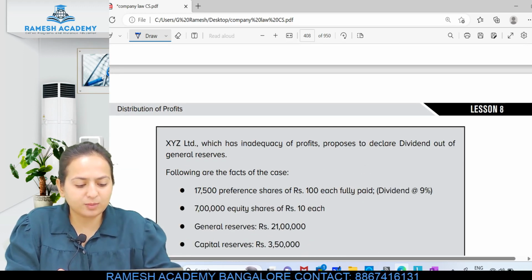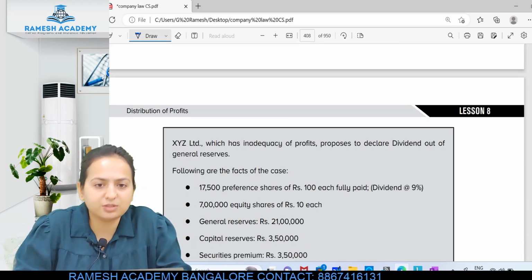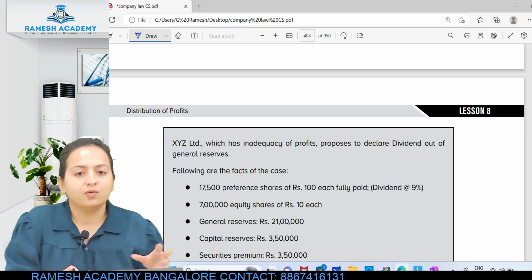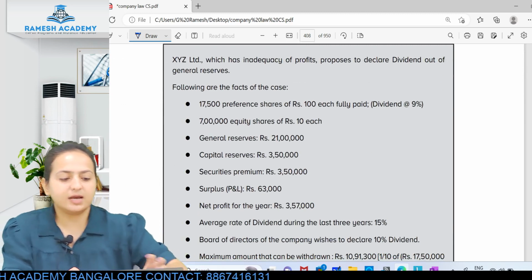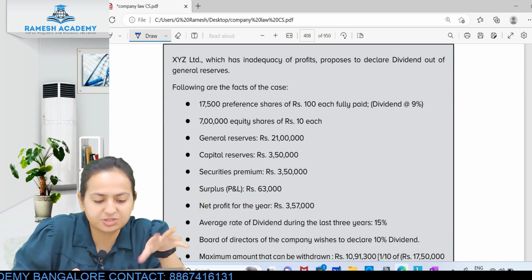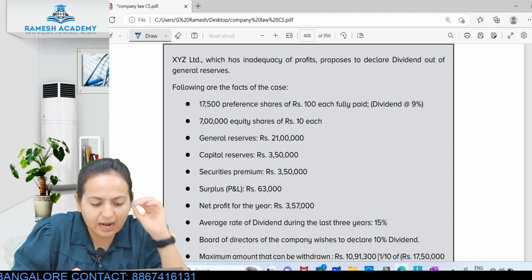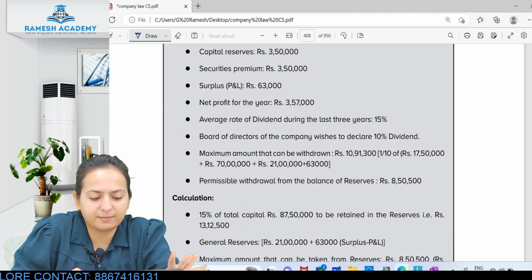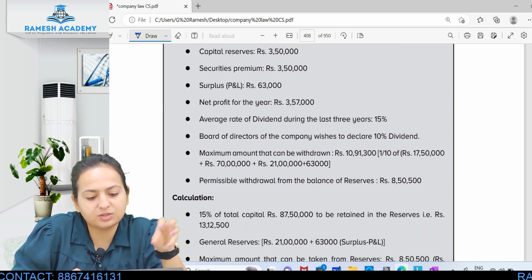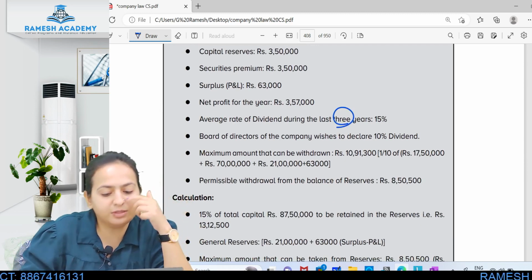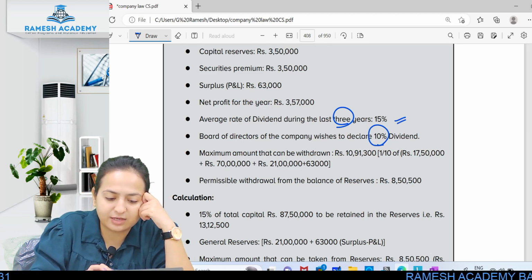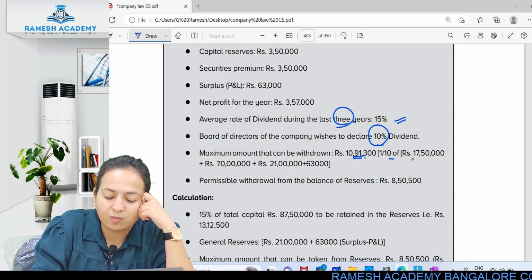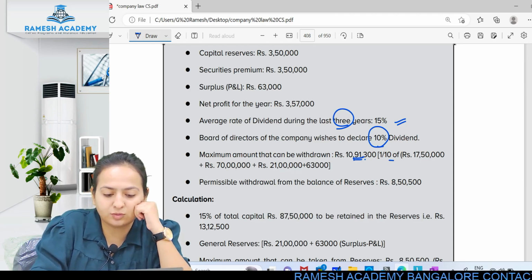First comes XYZ Limited, having inadequacy of profits, wants to propose to declare a dividend out of the general reserve. These are the preference shares, equity shares, general reserve, capital reserve, security premium, surplus, and average profits of the dividend for the last 3 years. The BOD wishes to declare a dividend of 10%. First condition we are complying. Maximum amount is this much, 1/10 of so and so.